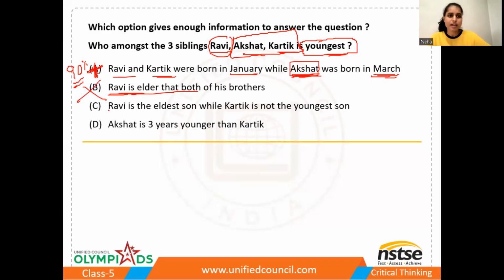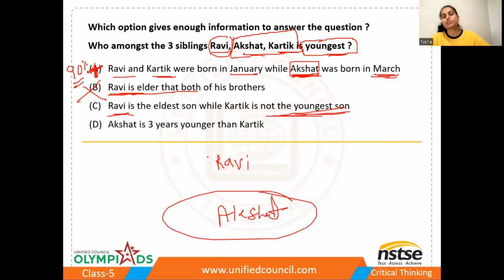Now the next one. Ravi is the eldest son, while Kartik is not the youngest son. I think with this statement I can say who is the youngest. Ravi is the eldest, and Kartik is not the youngest. So if Kartik is not the youngest, then who is the remaining? Yes, Akshat will be the youngest one. So from option C, I can get my answer.